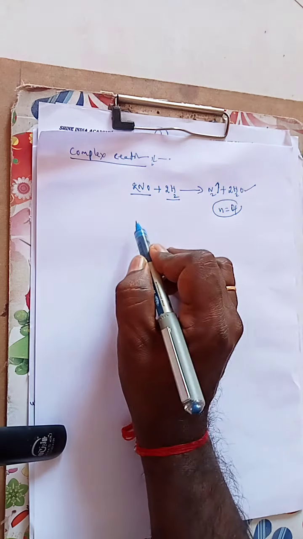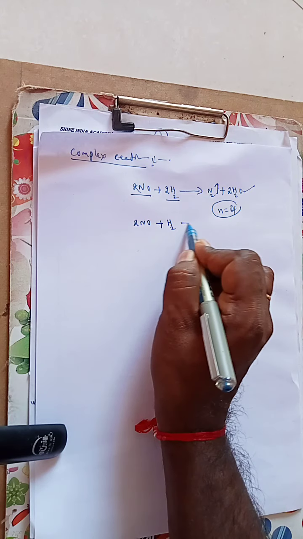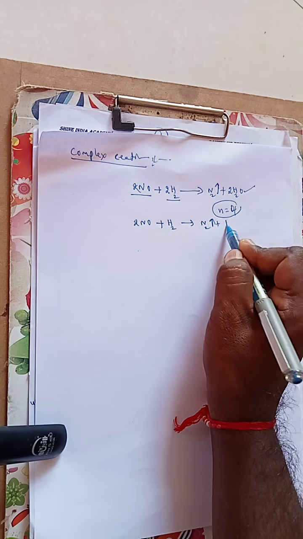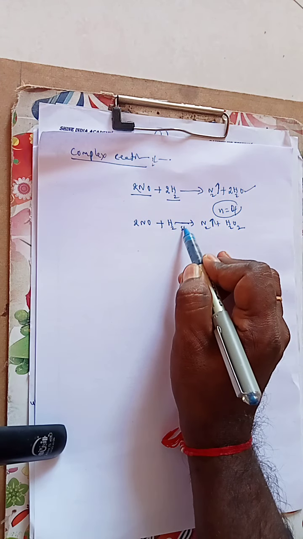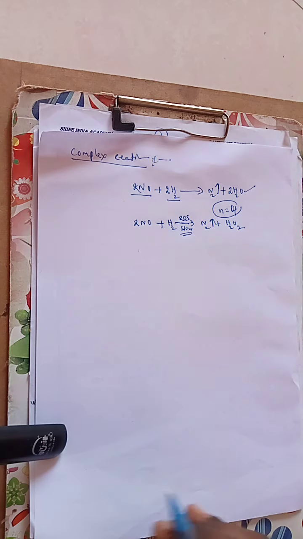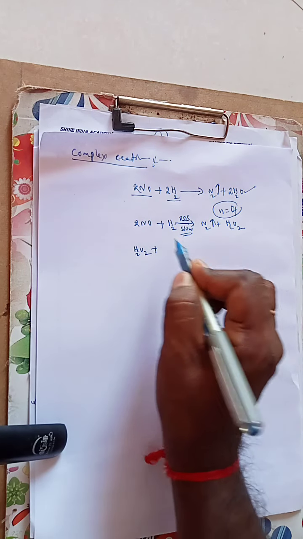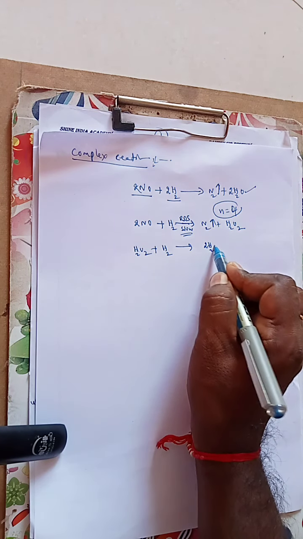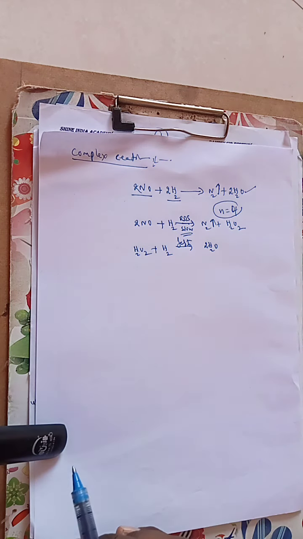How? First of all, 2 moles of NO react with only 1 mole of hydrogen molecule, giving N2 gas plus H2O2. Actually, this is the slow step. Slow step means rate determining step. What about the second step? Here H2O2 reacts with another mole of H2 to give 2H2O. This is the fast reaction. The slow step is the rate determining reaction.